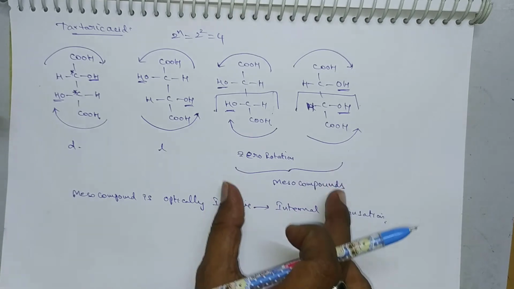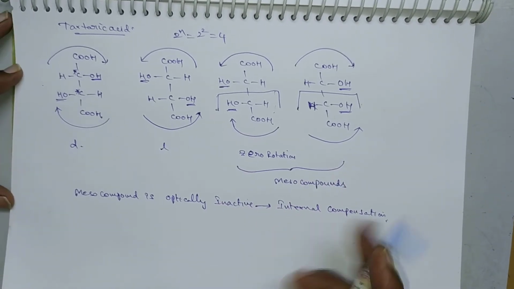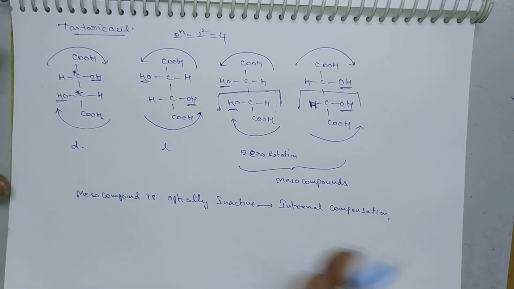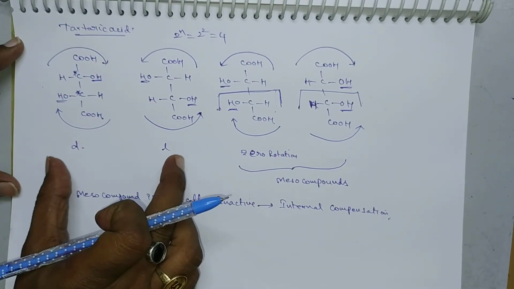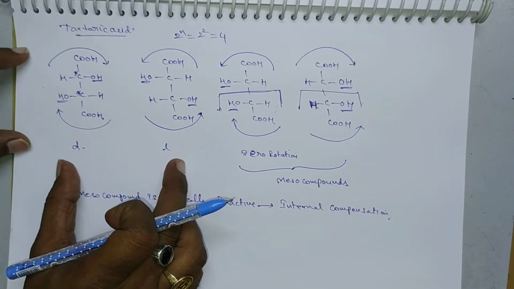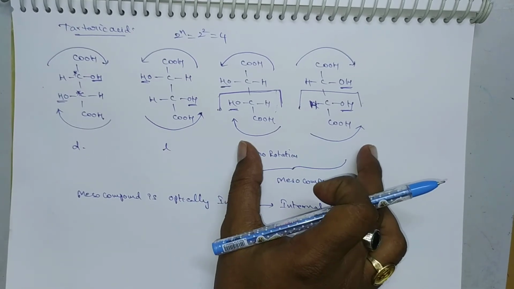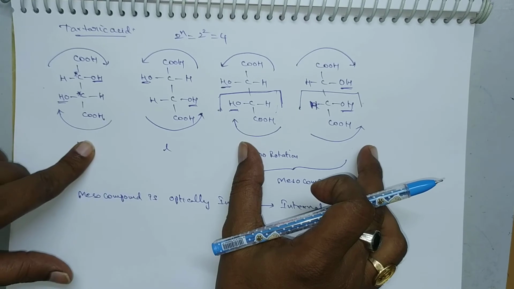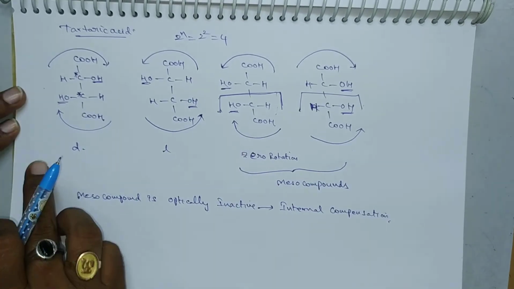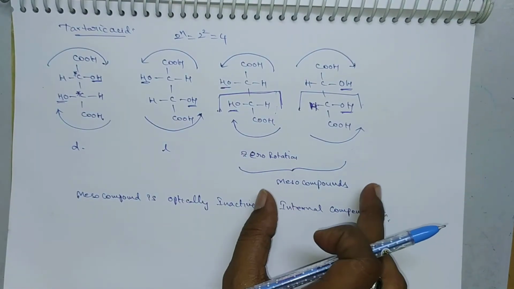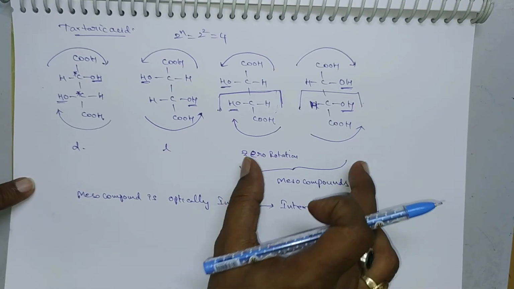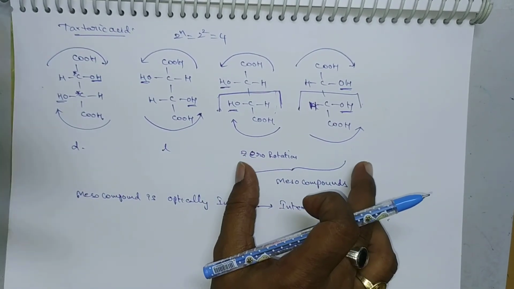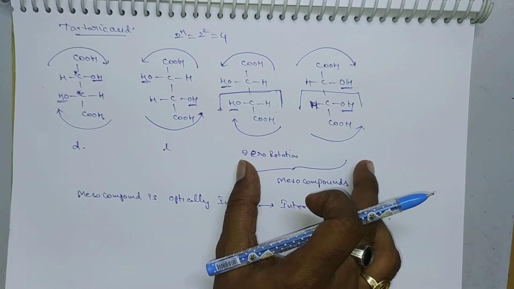So the meso compound is optically inactive. Here there is a plane of symmetry. Okay. So if you observe these 4 molecules, among these 4 molecules, these 2 are optically active and these 2 are optically inactive. So how many optically active isomers are there? 2. How many isomers are there? 4. How many optically inactive isomers are there? 2. Okay. Likewise, you can ask any questions in your examination.